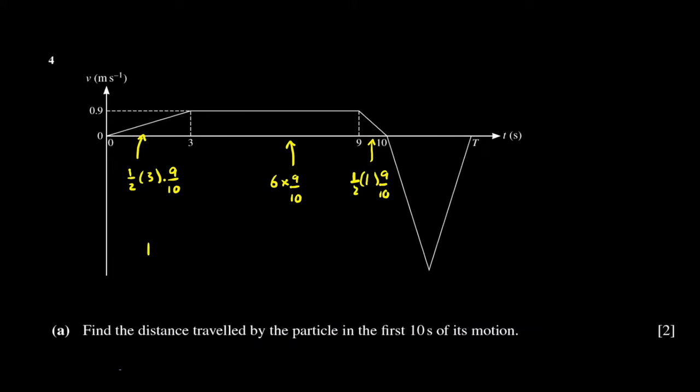Okay, so total is just got to add them up. So we can actually factorize out 9/10, can't we? 9/10 bracket 3 upon 2, which is 1.5, plus 6, plus a half, 0.5. So that's going to be 8. 8 times 9 divided by 10. So that will be equal to 7.2. The distance traveled should be 7.2 meters. Okay, then, well, let's go down to part B.